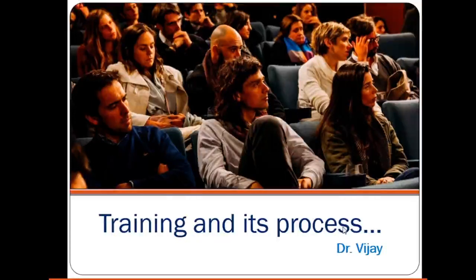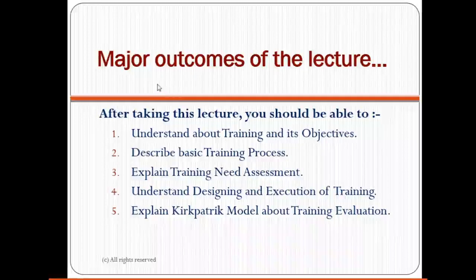There are 5 major outcomes of this lecture. After taking this lecture, you should be able to understand about training and its objective, describe the basic training process. You'll also be able to explain training need assessment, how it's being carried on. Then you'll be able to understand designing and execution of the training, how the training needs to be executed or be implemented. And finally, you should be able to explain the Kirkpatrick model about training evaluation.